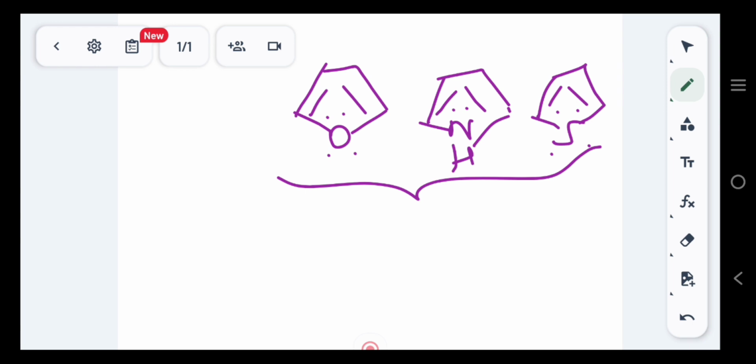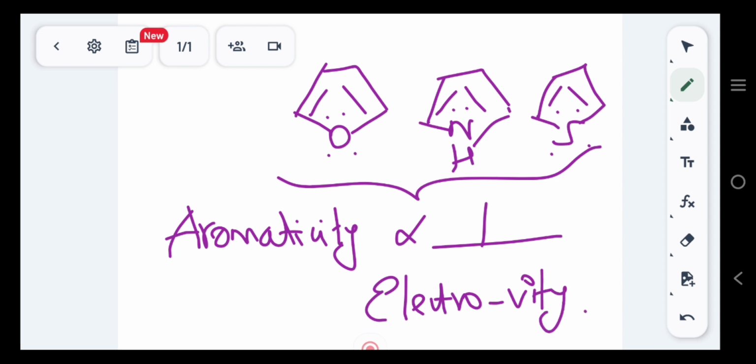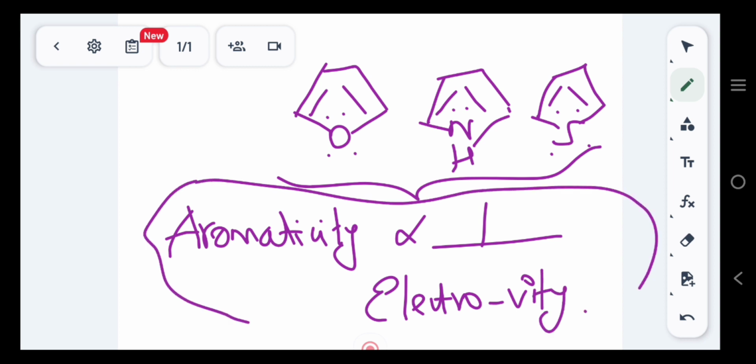So, how do we find out which is most aromatic and which is least aromatic? We have to arrange the order among these three. For this, I am going to tell you a concept. Aromaticity is inversely proportional to electronegativity. What is electronegativity? It is the tendency of an atom to pull the electrons towards itself. It is just withdrawing electrons. That is what is known as electronegativity.